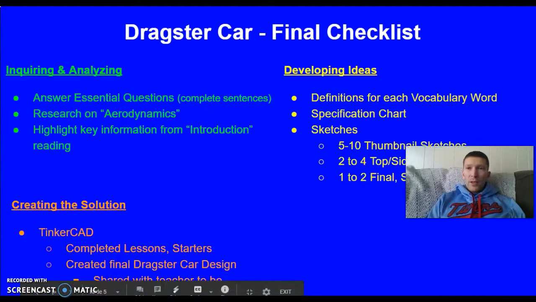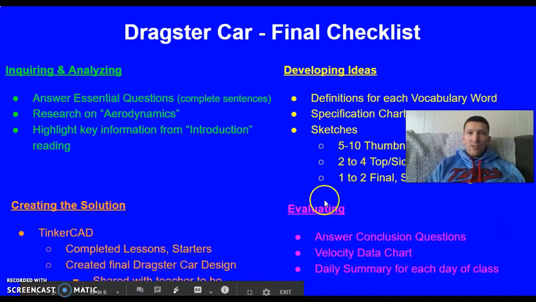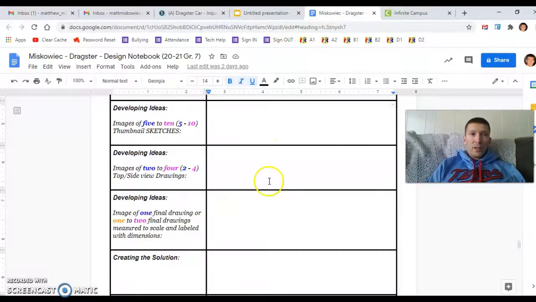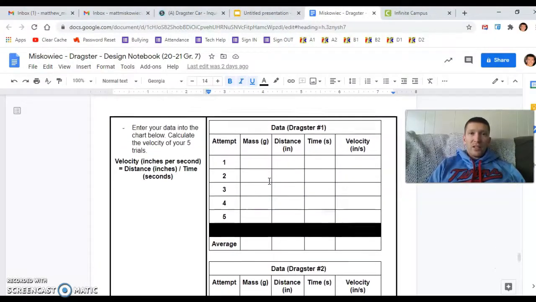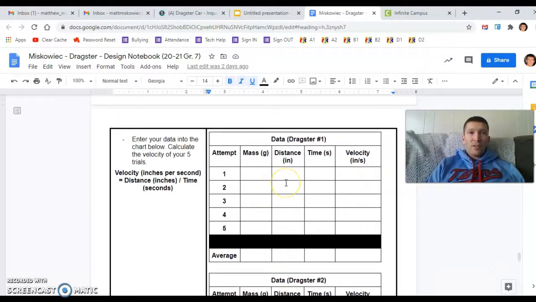And the last grade is going to be evaluating. So for evaluating, you had to answer conclusion questions, fill out the velocity data chart, and then have a daily summary for each day of class. And so in your design notebook, that's going to be towards the bottom. And this is the velocity data chart that you had to fill out.